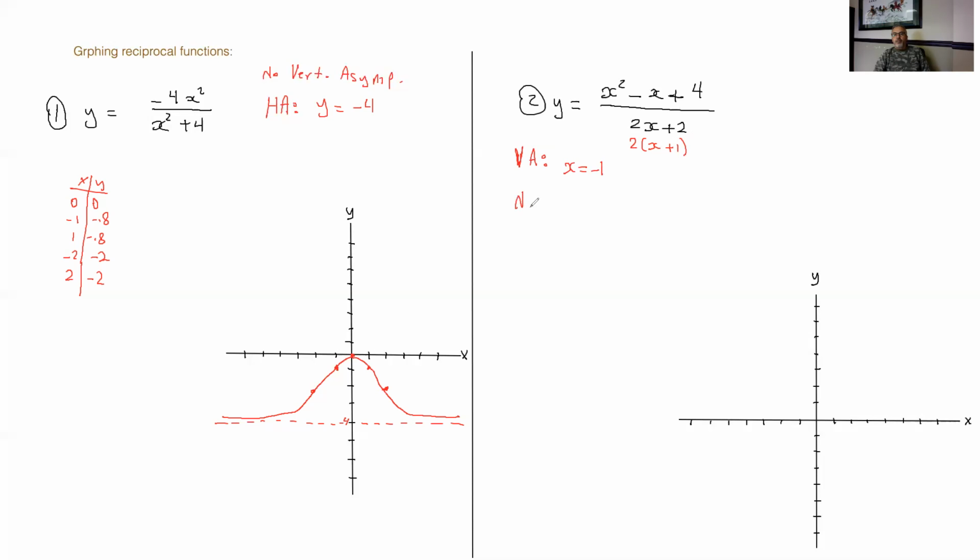No horizontal asymptote. And the reason, as we said yesterday, is that if the degree on top is greater than the degree on the bottom, then you have no horizontal asymptote. But also we said if the degree on top is greater than the degree on the bottom, then we will have an oblique asymptote.